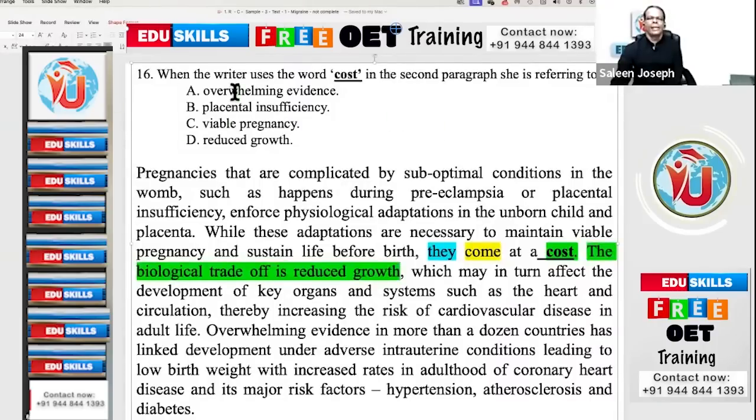Growth. Now, option A is overwhelming evidence. B, placental insufficiency. C, viable pregnancy. D, reduced growth. D is answer. See, biological trade-off is reduced growth. So easy. Biological trade-off means what you suffer or what is the cost. Okay. So you need not go anywhere else.